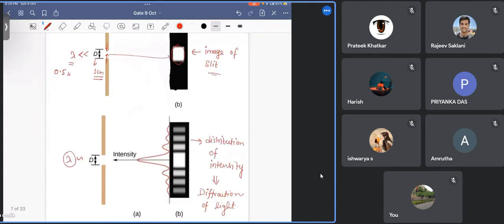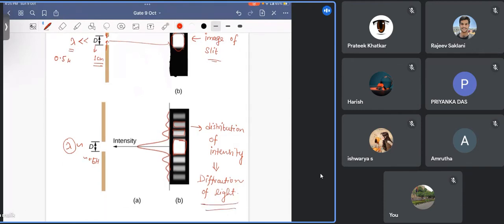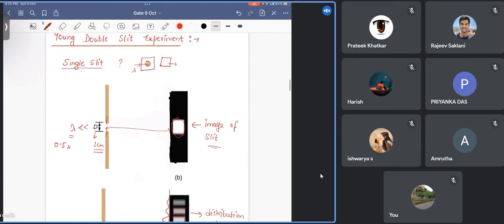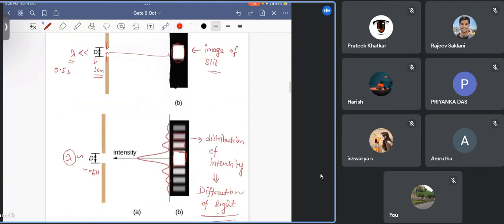But if you start reducing the size of this slit such that it will be of the order of 0.5 micron, then you start seeing a diffraction pattern here. You see intensity not only in this region where you have the hole, but also in the region beyond that. And the intensity starts decreasing as we move away from this central region. This kind of pattern, where the intensity varies in this way, is known as the diffraction pattern of light. So whenever you have a single slit, you are going to see diffraction of light.